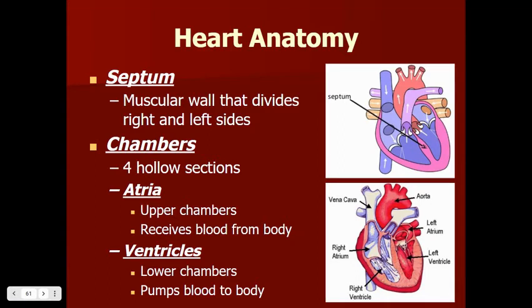The heart has 4 chambers or 4 hollow sections. 2 of the chambers are called atria. These are the upper chambers of the heart, and the atria always receive blood from the body. The other 2 chambers are called ventricles. These are the 2 lower chambers, and the job of the ventricles is to pump blood to the body.